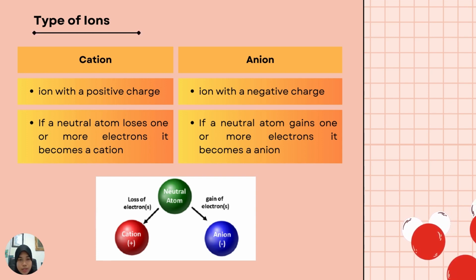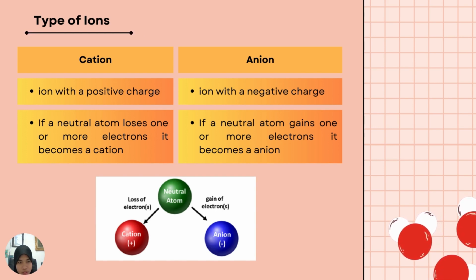The picture here shows the neutral atom, the cation with a positive charge through loss of electrons, and the anion with a negative charge through gain of electrons.